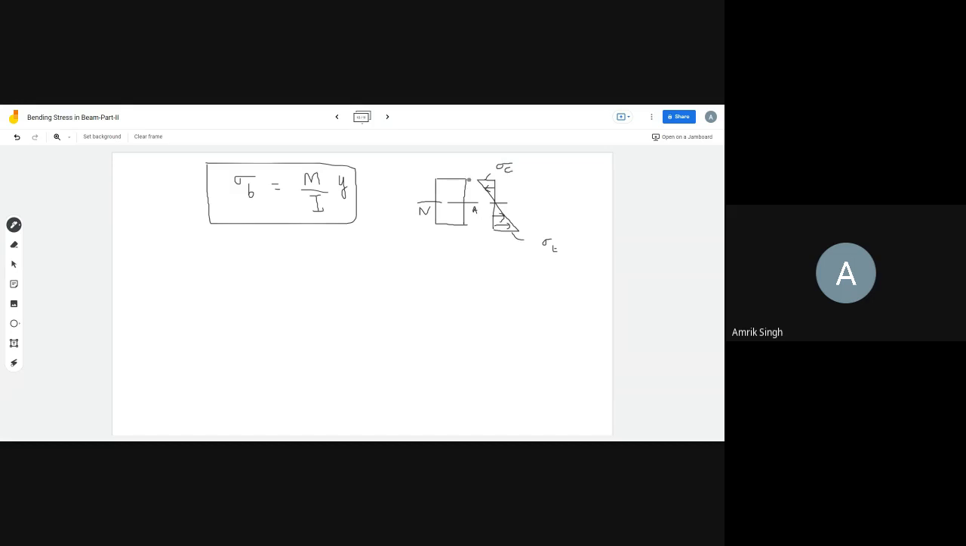So we can calculate the stress at any distance. Suppose we want to calculate here, so we will put y as this. Okay. So this is the stress distribution, the bending stress distribution.